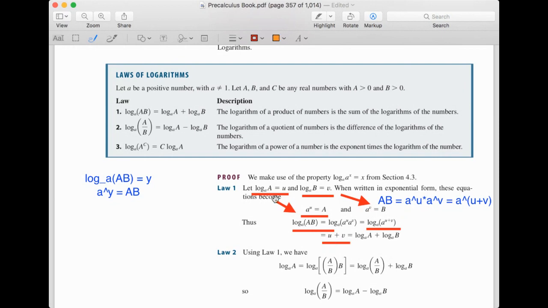And u was written as log base a of A, so we rewrite it back as log base a of A, then plus log base a of B. So we know this plus comes from this. When we have some base in exponential form, we add the exponents. And whenever we see log form, we know that's the exponent of the base.